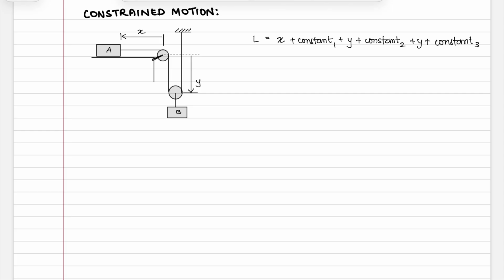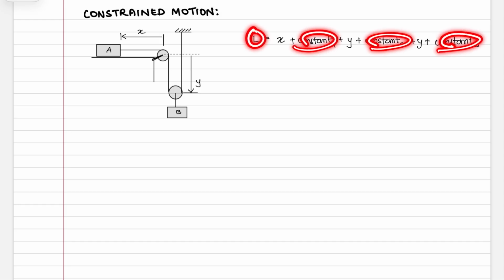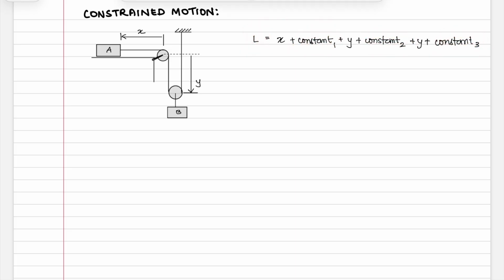So if I were to now consider that this is a constant, these are also constants, and I move the constants to the left side, I will then have L minus constant 1 minus constant 2 minus constant 3. I'll write that as some other constant k is equal to x plus 2y, where k is equal to L minus constant 1 minus constant 2 minus constant 3.